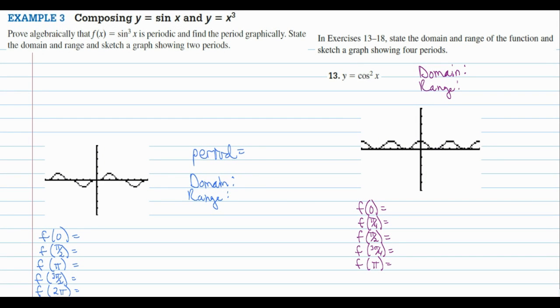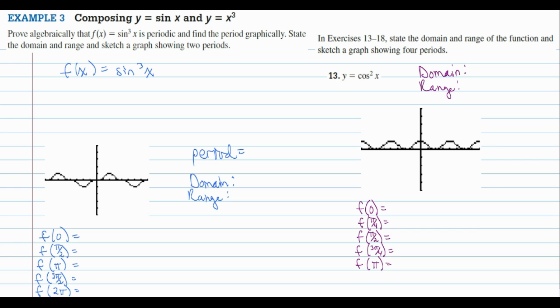This is the screencast for section 4.6, example 3. In example 3, we are going to approach proving that this function is periodic, similar to how we have done the previous example. We're going to use the fact that the sine curve has a period of 2 pi in our proof. So we'll start out with f of x equals the sine cubed of x.